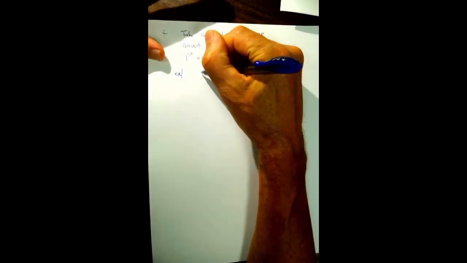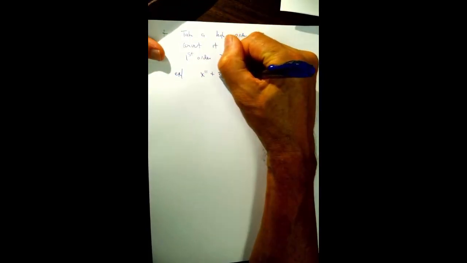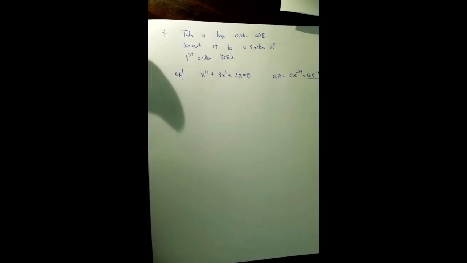Okay, so first example, suppose we have x double prime plus 3x prime plus 2x is 0. You should be able to go through and show that the solution is of the form a constant times e to the minus 2t plus a constant times e to the minus t. And note that the dominant term is e to the minus t, and it's going to decay like e to the minus t in the long run.